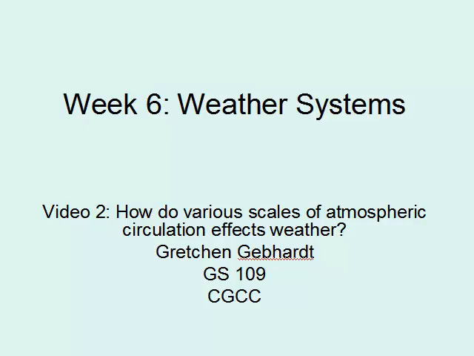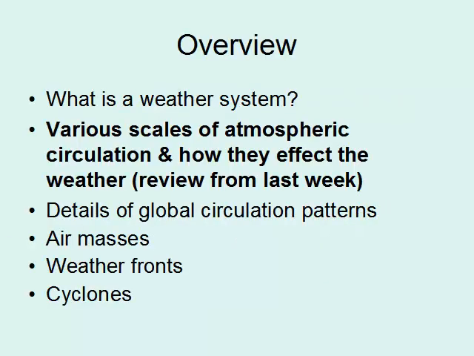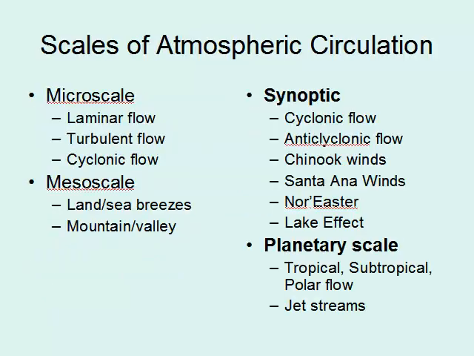Welcome back to week 6, and in video 2 we are going to get back into some of the information we talked about last week with various scales of atmospheric circulation and how that circulation affects the weather. So if you remember from last week, we had 4 major scales of circulation: micro, meso, synoptic, and planetary.